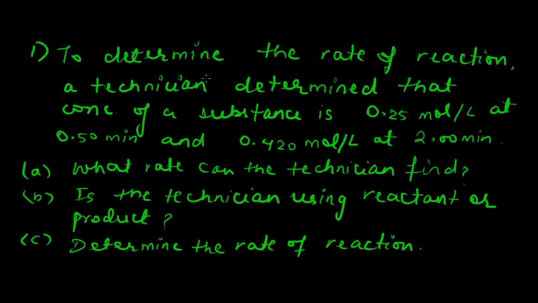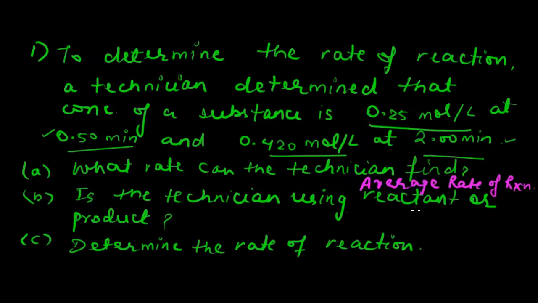So the question is: to determine the rate of reaction, a technician determined that the concentration of a substance is 0.25 moles per liter at 0.5 minutes and 0.420 moles per liter at 2 minutes. What rate can the technician find using this information? So we are given a concentration at one time and another concentration at another time. Whenever we are given two separate times, the best rate is the average rate. So the answer to this question is average rate of reaction.